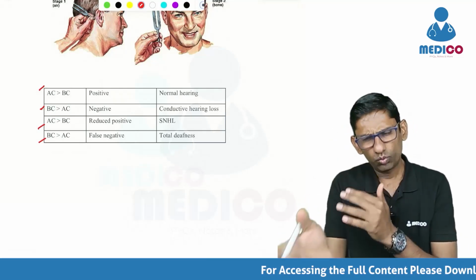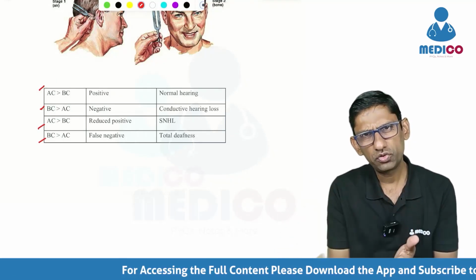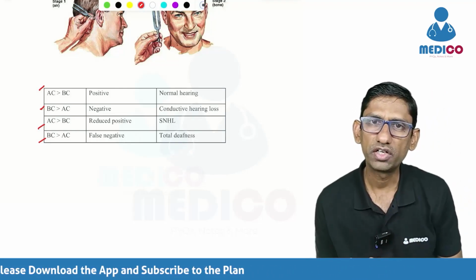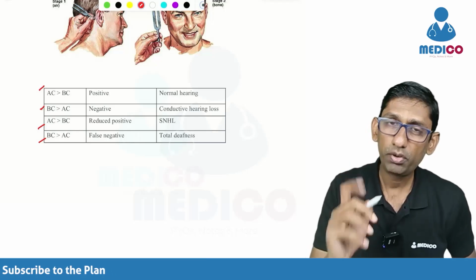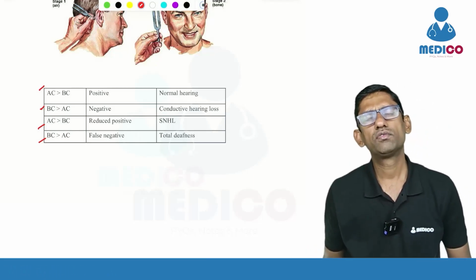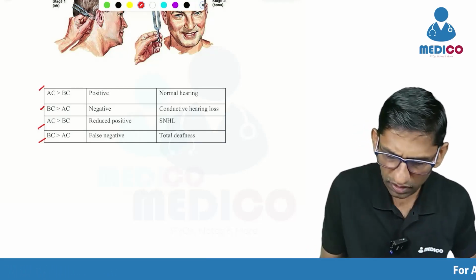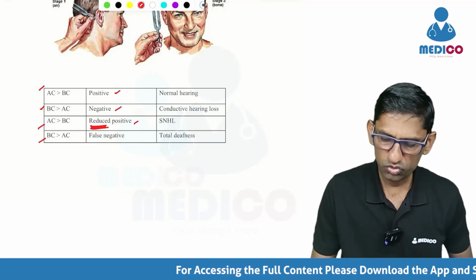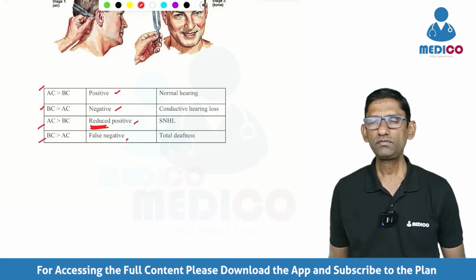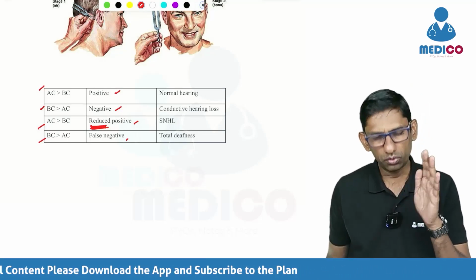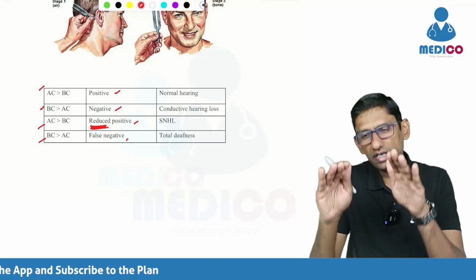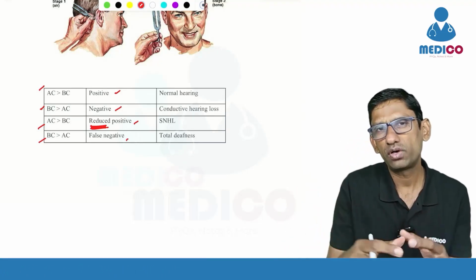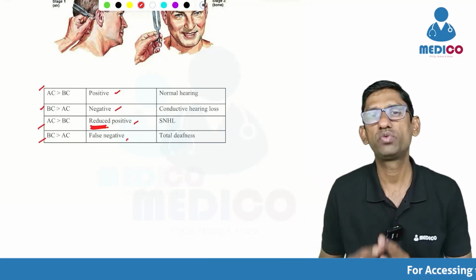And the second column: what is the type of test we are getting, whether it is a positive test, a negative test, false positive, false negative, right? Like in the fistula test. So very easy again, but only one point to remember: there is no inference called false positive Rinne. In Rinne, it is positive, negative, reduced positive, false negative Rinne. Because in the third condition, both the air conduction and bone conduction are decreased. AC is better than BC, but both are decreased due to sensorineural pathology. That's why it is called reduced positive Rinne.